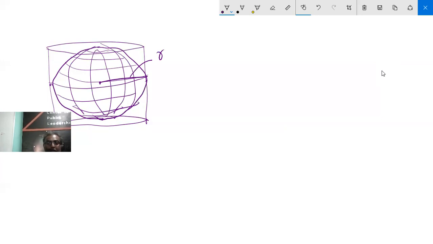There is no CSA, TSA for a sphere. There is only surface area. Yes, sir. 4 pi r squared. So the first one is 4 pi r squared. Then the curved surface area of the cylinder.